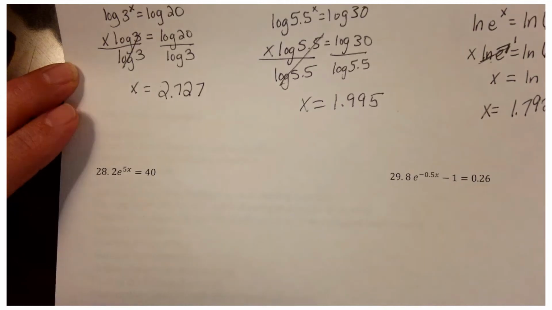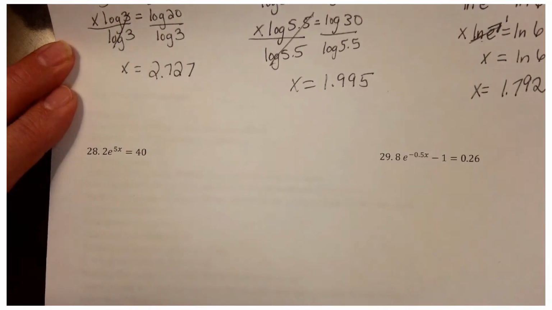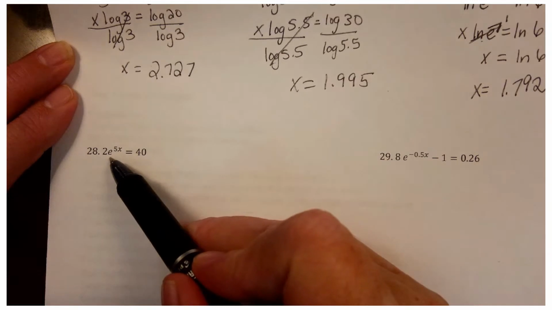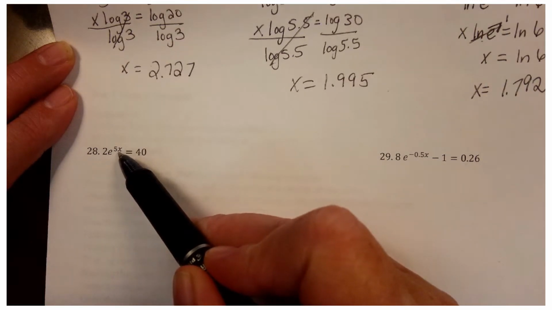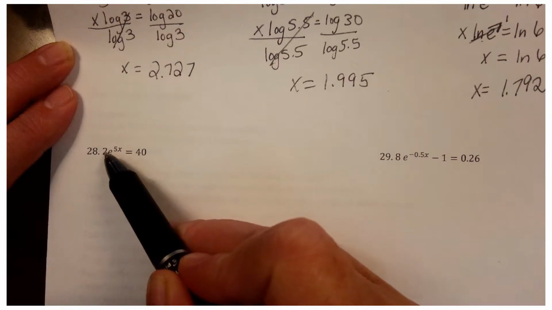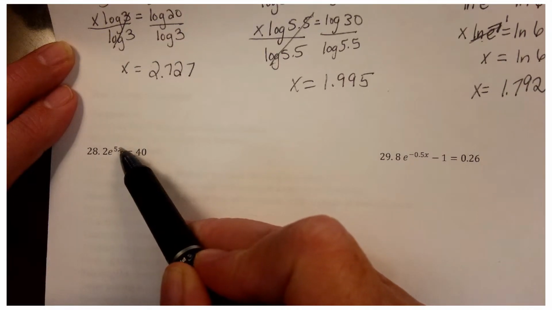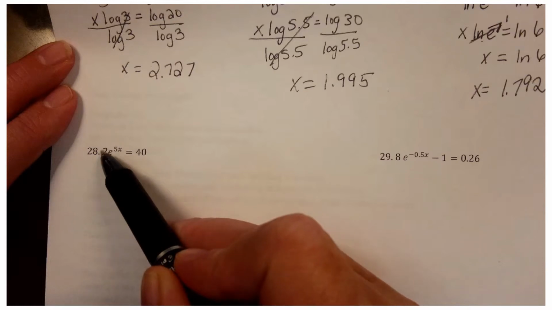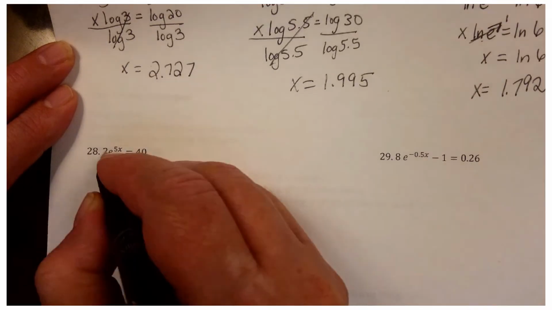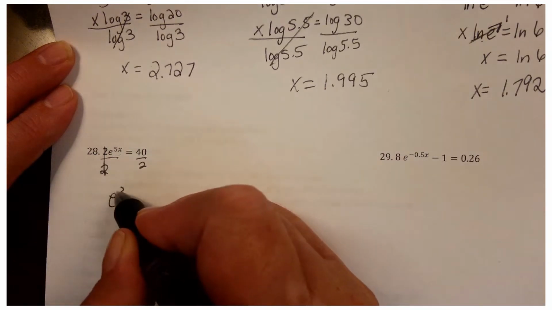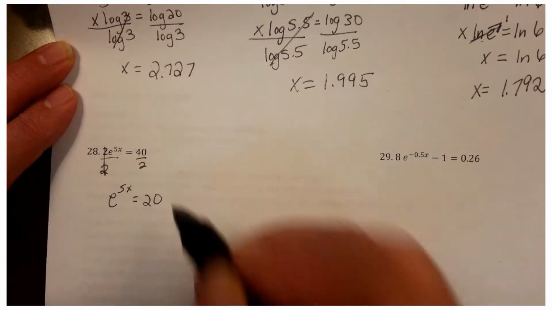Requires a few more steps. So before I can do anything with an exponential equation, I need to isolate that exponential part. So this e to the 5x needs to be by itself on this side. So what is happening here? I've got 2 times e to the 5x. In order to get rid of that 2, I need to divide both sides by 2. So I have e to the 5x equals 20.